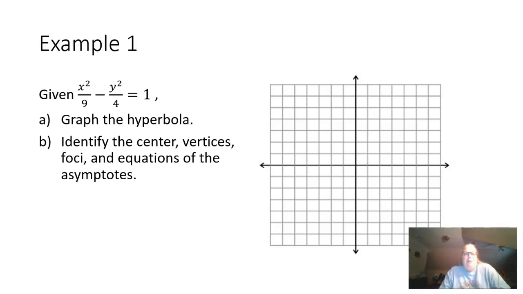We're actually going to do this one backwards, because it'll be a little bit easier to graph it if we graph it as we find each of the pieces that are being asked for in part B.